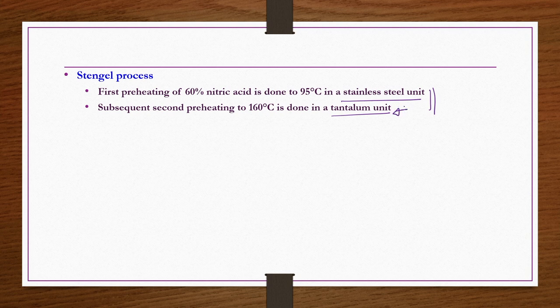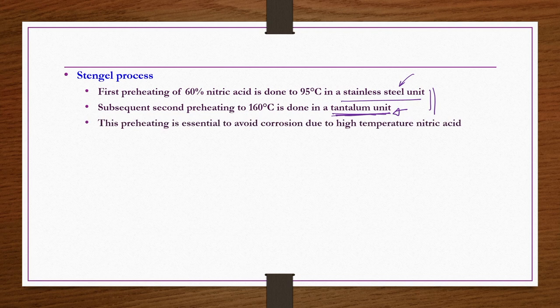This is required if you have high corrosion issues, so then you have to use this material, otherwise stainless steel is sufficient. At higher temperature, corrosion because of hot HNO3 is going to be severe, so then you have to use a tantalum unit, which is expensive compared to stainless steel. This preheating is essential to avoid corrosion due to high temperature nitric acid.